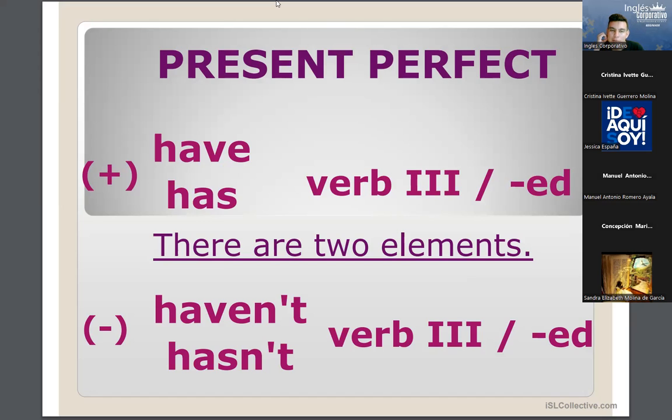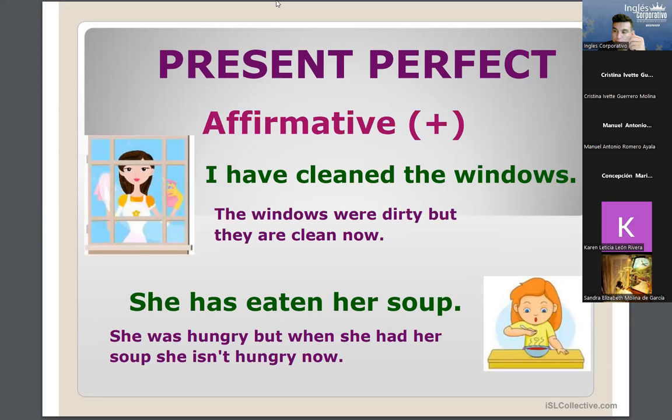There are two elements. When do we use have? Do you remember when we use have? Have or has has to do with the subject. When we use I, you, we, they, we use have. When we use third person singular, for example he, she, or it, we're going to use has. And the verb must be in past participle. The past participle we studied yesterday.